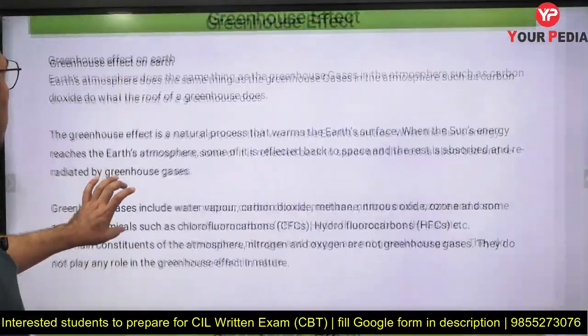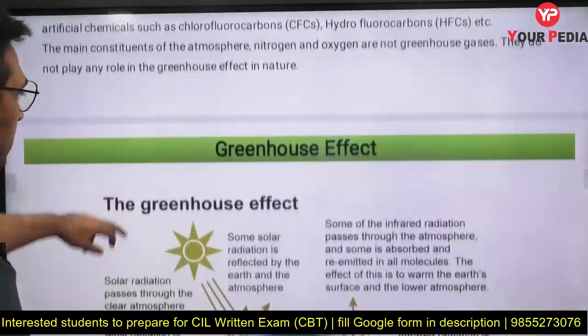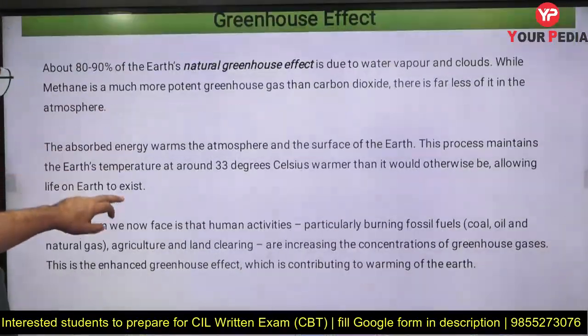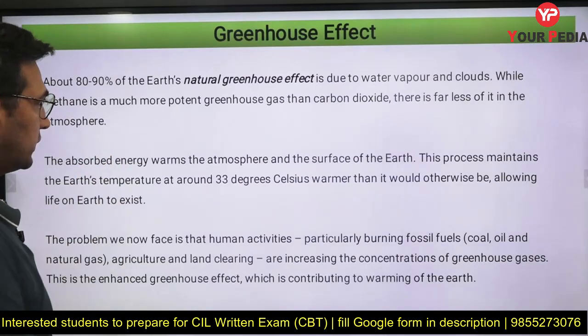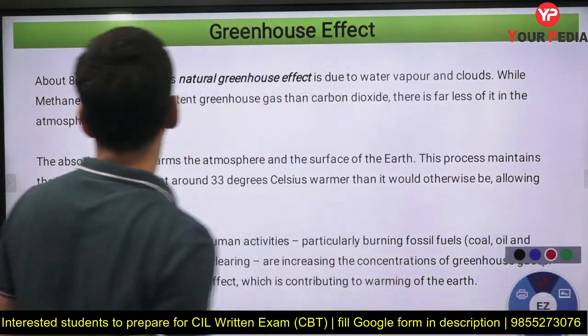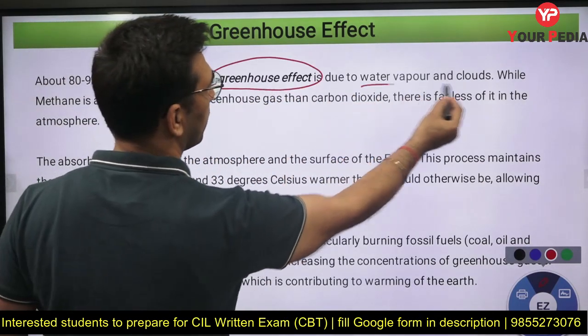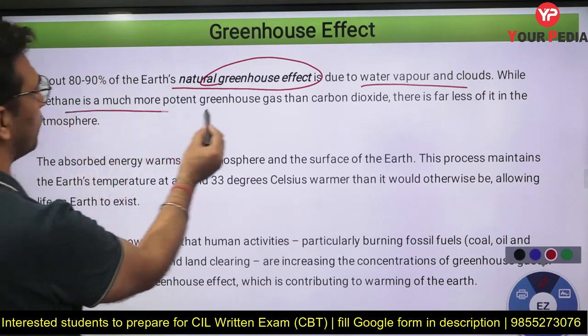So this I have already explained to you, I think. On the Earth's surface, whatever I explained, the same thing would be highlighted over here. You just need to pay attention to a few things which have been highlighted. About 80 to 90% of the Earth's natural greenhouse effect is due to water vapor and clouds, while methane is a much more potent gas than this.